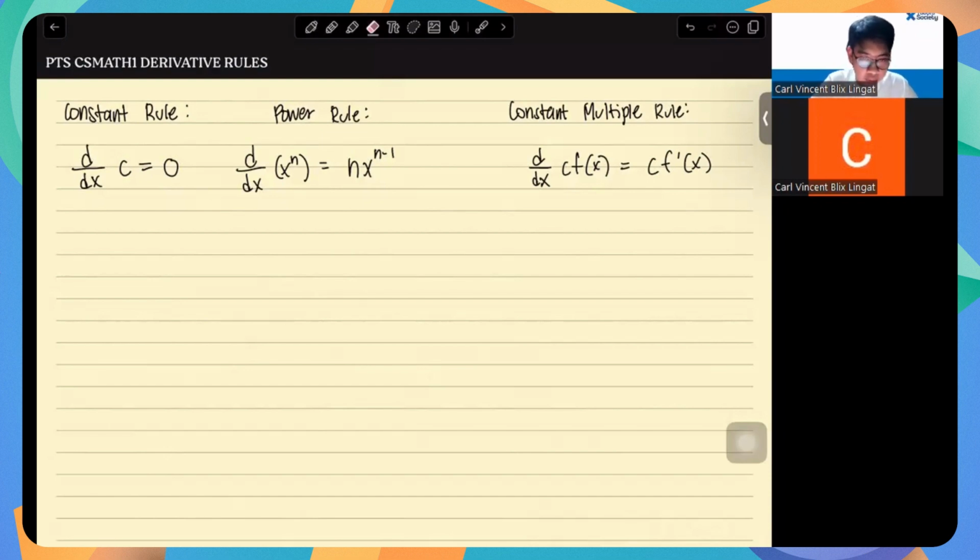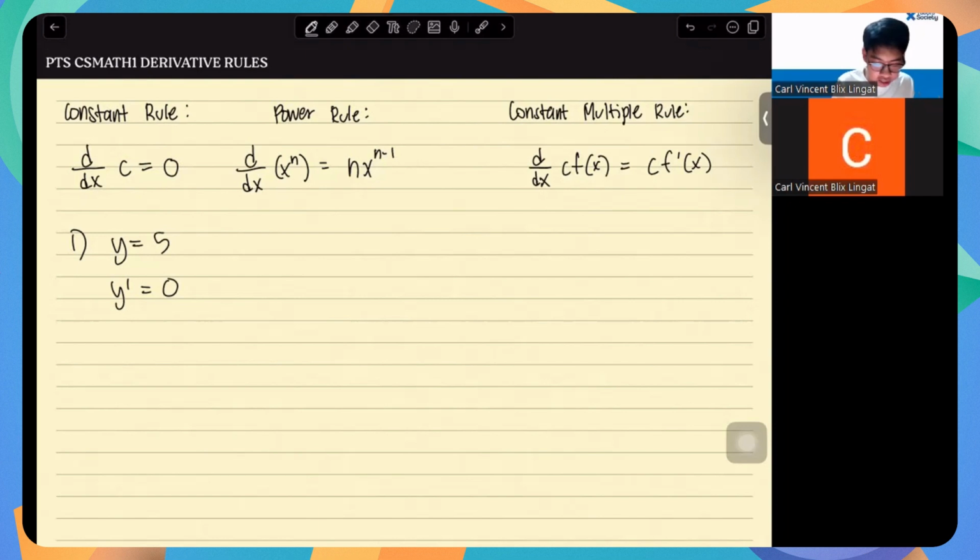So the first rule we want to know is the constant rule. Basically, what this means is that the derivative of a constant by itself is just zero. That's it. I'll show you what I mean. For example, number one, we have y is equal to 5. Since 5 is just by itself, the derivative of 5 should be 0. So y prime is equal to 0.